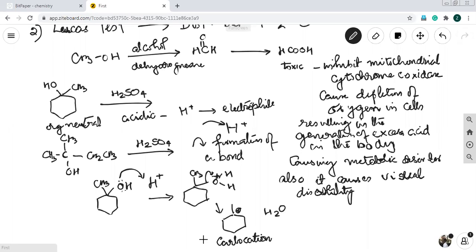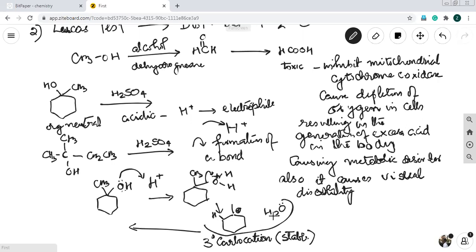What type of carbocation? Tertiary carbocation. It is stable. Tertiary carbocation, we have seen it is stable. So what happens now? You have a tertiary carbocation, you have a proton here. And this water molecule, which has come out, will act as a base.